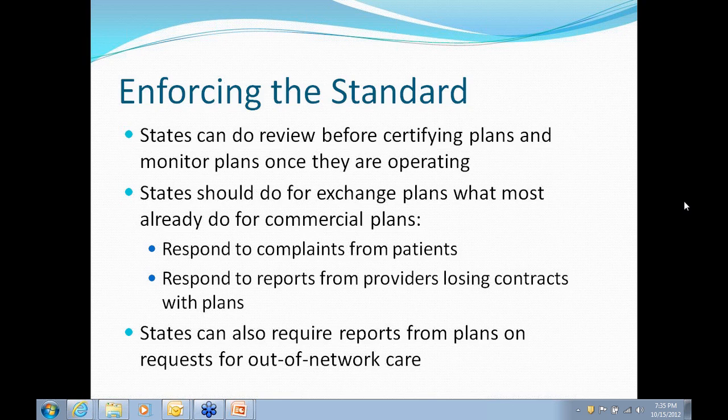And then they can also respond to reports from providers. We heard from some insurance commissioners when we were doing a paper on this topic that they often will hear from providers that they're losing a contract with a plan, and that's another key source of getting information about changes in the network. But advocates can also push for states to require reports from the plans on requests for out-of-network care to start capturing how many people are looking for care that cannot be obtained with an in-network provider.